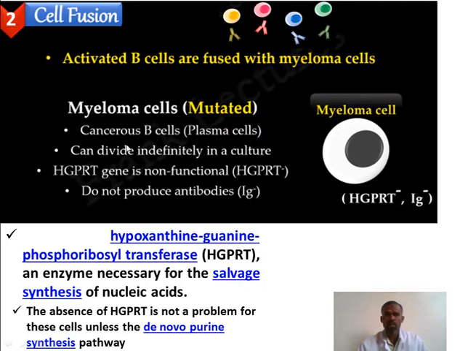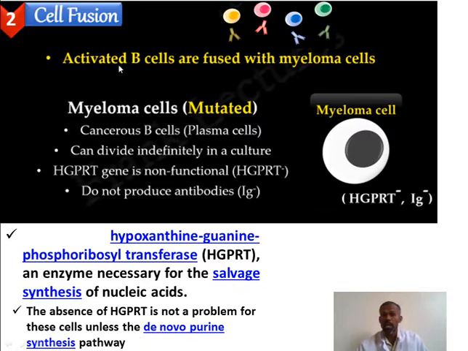At the same time, these myeloma cells have a gene mutation in which the HGPRT gene is non-functional. It means this enzyme is not produced in these cells, but in activated B cells, this enzyme is active. This myeloma cell is a B cell again, but it won't produce antibodies, and the enzyme hypoxanthine-guanine phosphoribosyltransferase is absent. This enzyme is very important for salvage synthesis of nucleic acids. Every cell has two pathways for nucleic acid synthesis, the salvage pathway as well as the de novo pathway. So the myeloma cells cannot synthesize nucleic acid through the salvage pathway, but they can use the de novo pathway for nucleic acid synthesis.